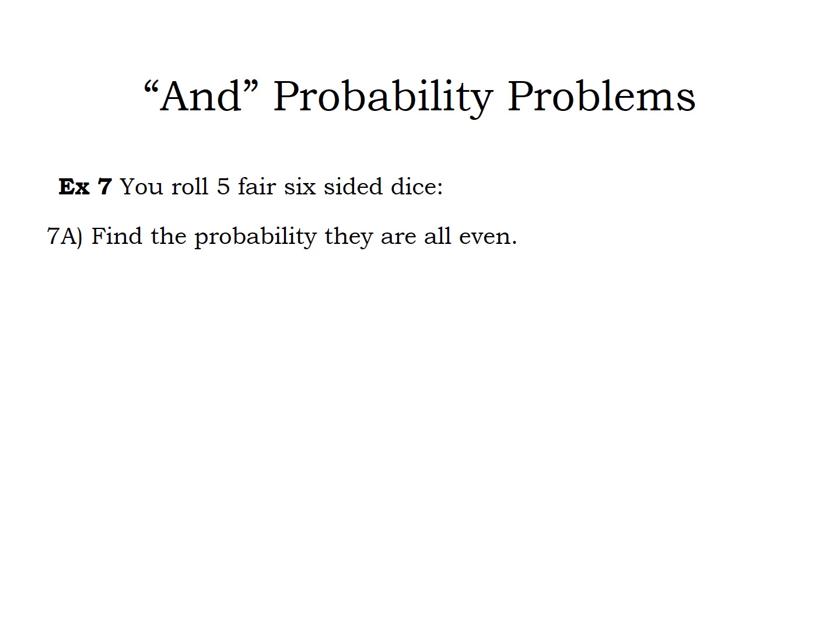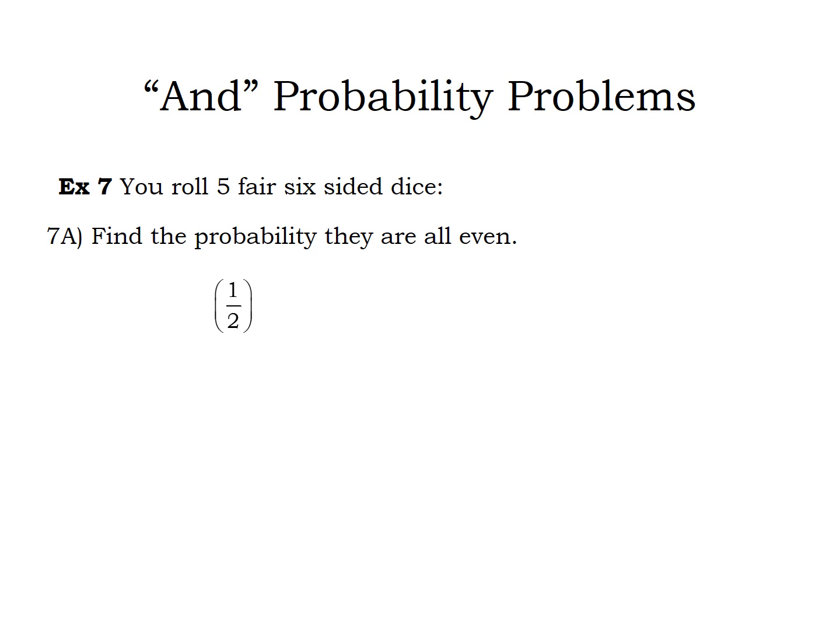So even though this probability does not say that it's an AND problem, the fact that it requires 5 things to happen simultaneously makes it an AND problem. Okay? So we're going to handle this with our multiplication rule, and we're going to start with the first outcome. So there's 5 things that have to happen, but I'm only going to worry about the first one first.